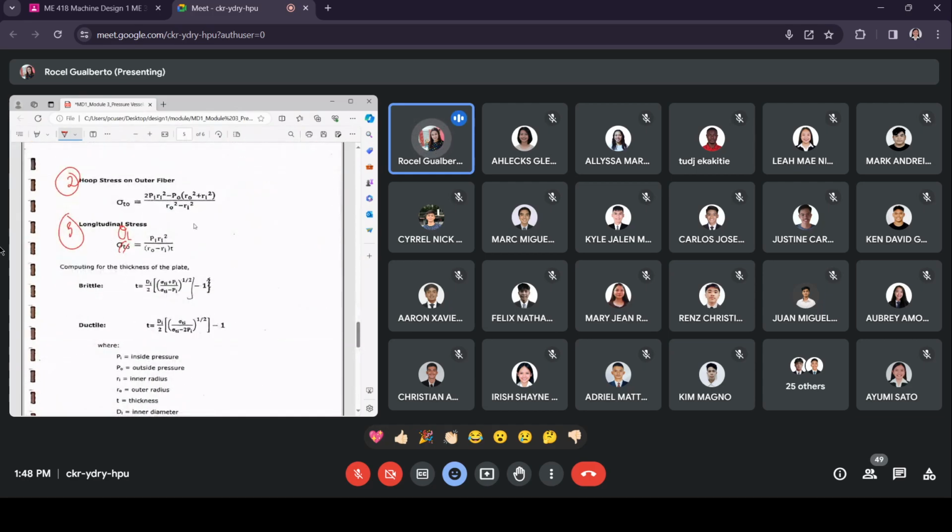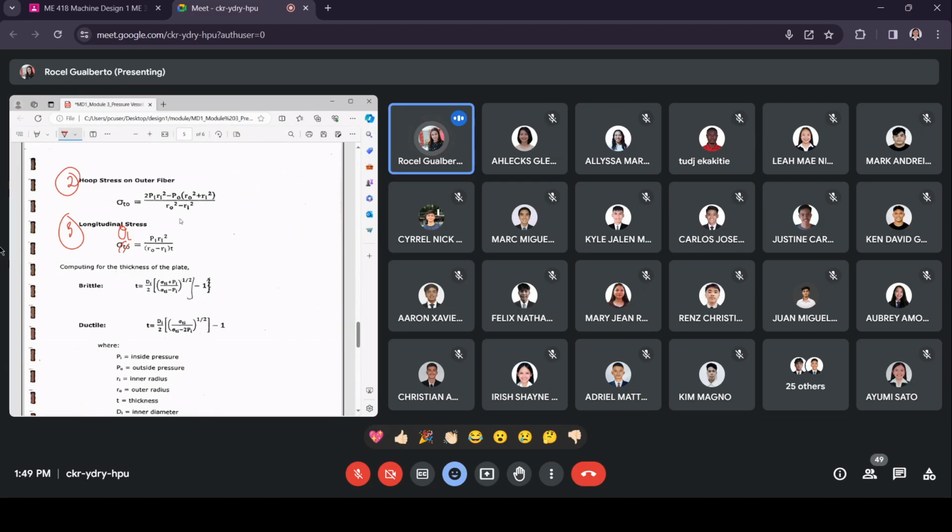Okay, the second one, this is the hoop stress on outer fiber. Okay, so ito naman po doon sa labas, okay, ng cylinder po natin. So sigma T sub O equal to 2 pi Ri squared minus PO, quantity RO squared plus Ri squared all over RO minus RI. Okay? So, same din po yung mga kinuha parameter dito doon sa sigma T sub I.